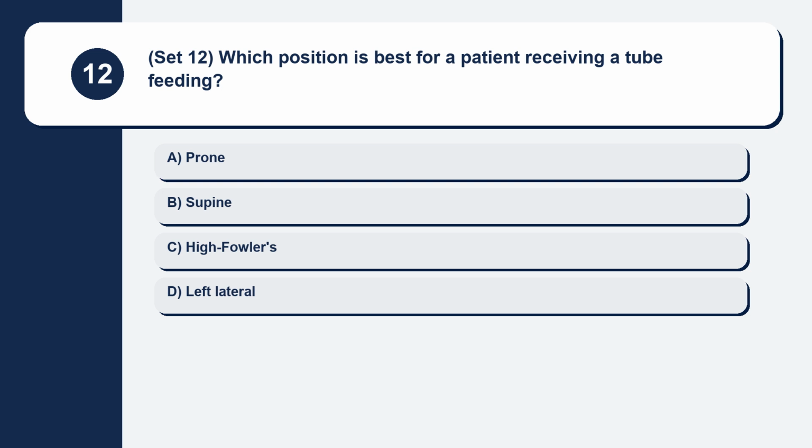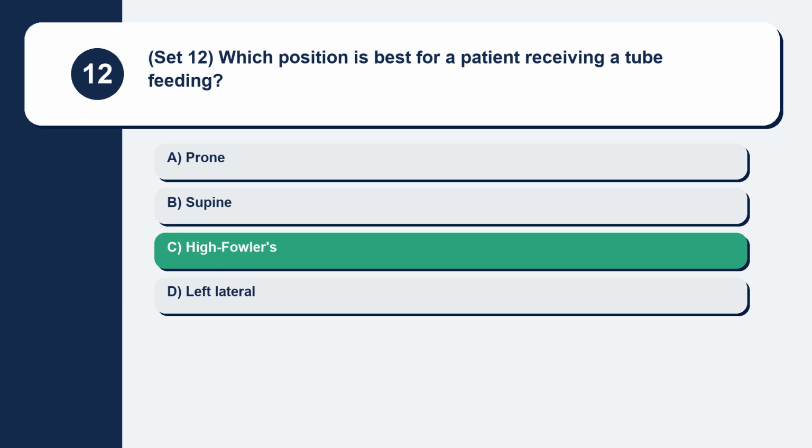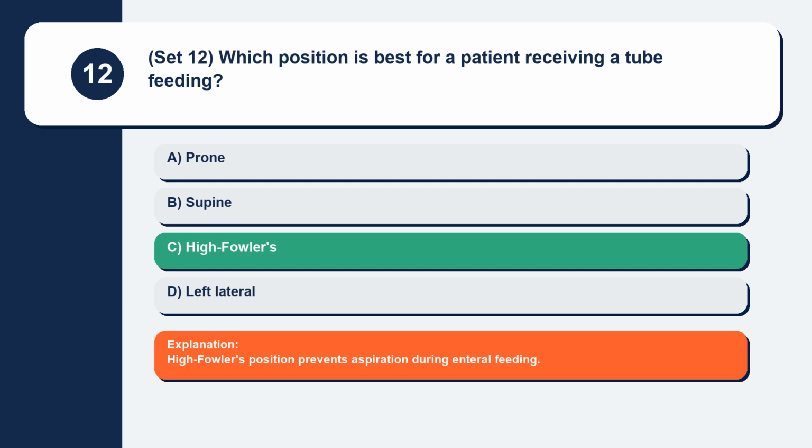Question 12. Set 12. Which position is best for a patient receiving a tube feeding? Prone, supine, high Fowler's, left lateral. High Fowler's position prevents aspiration during enteral feeding.